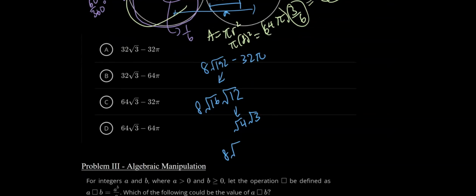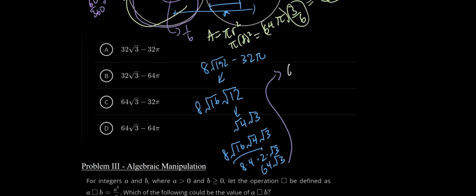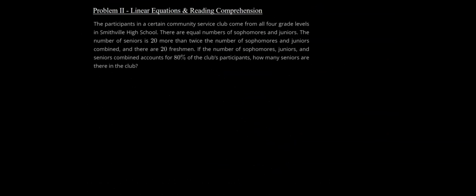And therefore, we get 8 times the square root of 16 times the square root of 4 times the square root of 3, which is equal to 8 times 4 times 2 times square root 3. We multiply these together. And what do we get? We get 8 times 8, which is 64 times square root 3. Therefore, we can move this up here. We're going to get 64 square root 3 minus 32 pi. That is option C.